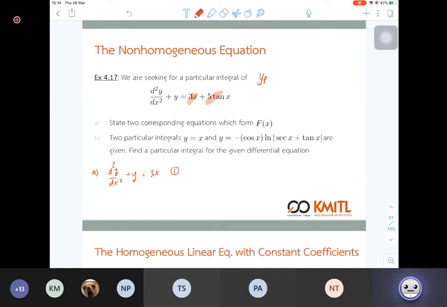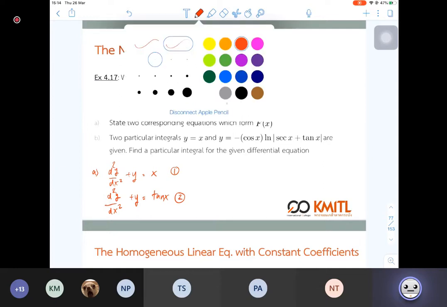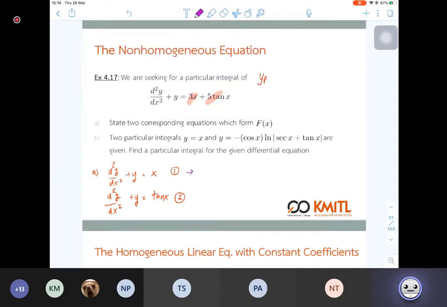The second one would be d squared y by dx squared plus y equal to tan of x. This is the second equation. So this is f1 of x, and this is f2 of x.